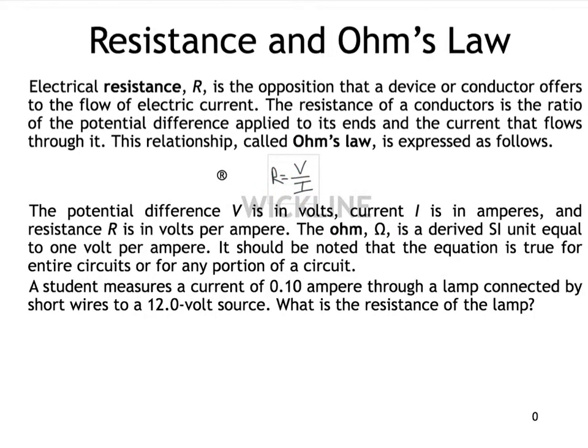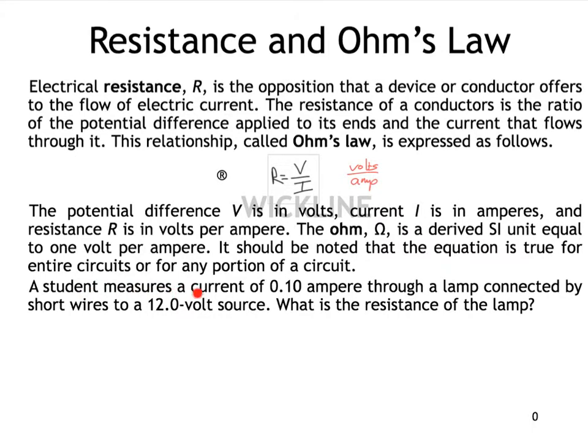The unit is a really fun unit called an ohm. The symbol kind of looks like a horseshoe turned upside down. It is a derived SI unit, and it would just mean volts per amp. Whatever you find for the resistance, it's going to be true for all points in the circuit. So let's try this question.